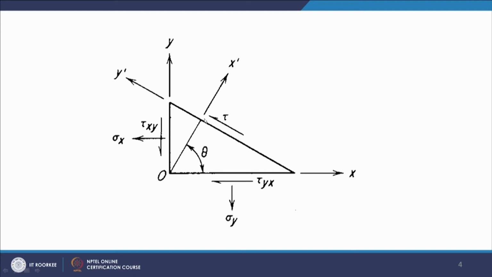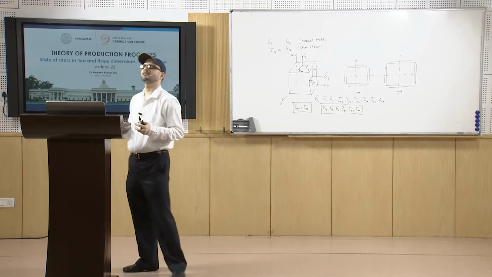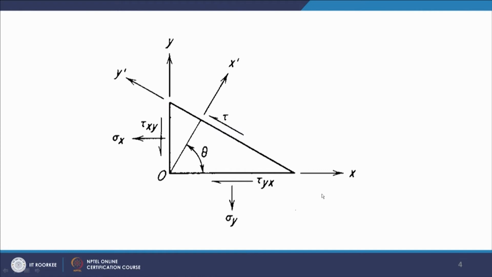So, this is the plane, and we want to find for this plane what will be the normal and shear stress. If any plane is inclined at a certain angle with some axis, and in this case the axis is this x, and the normal to this plane is here. So, this plane's normal, this is x prime, it is making angle theta with this x axis. Now, what are the normal and shear stress components which will be working on this element?